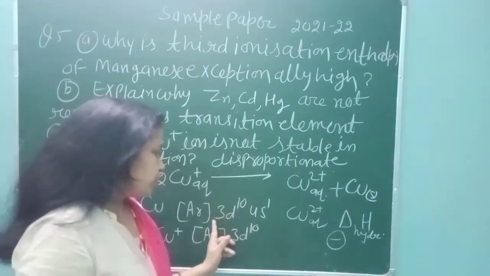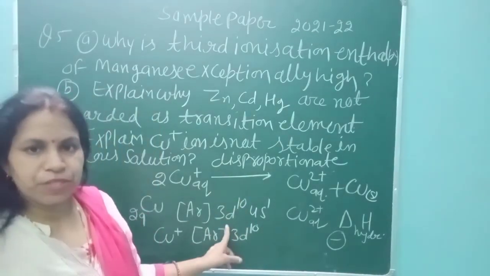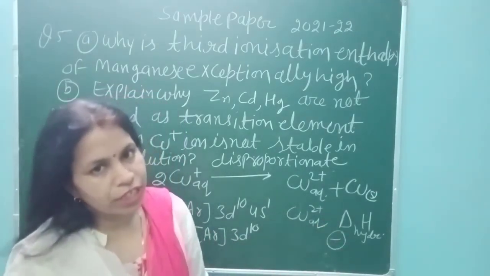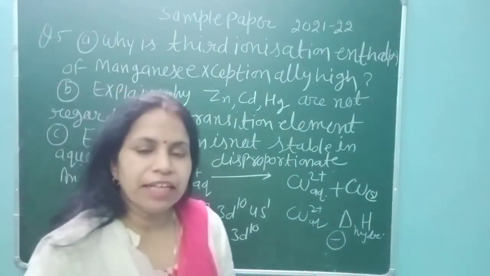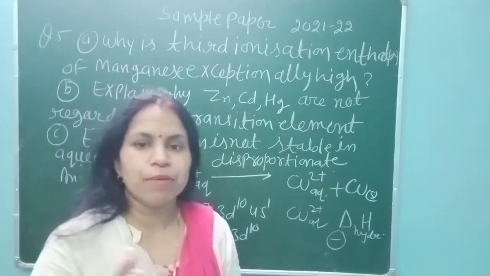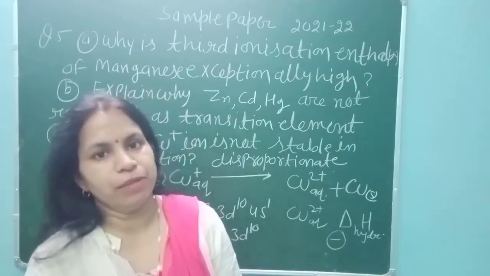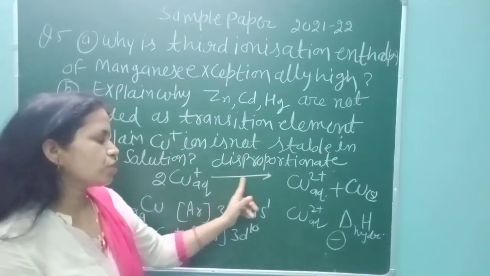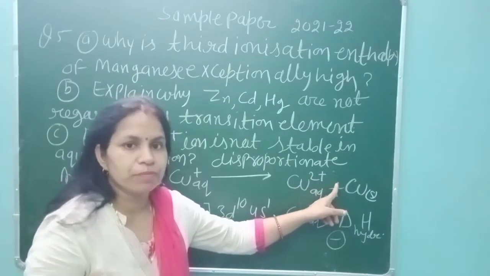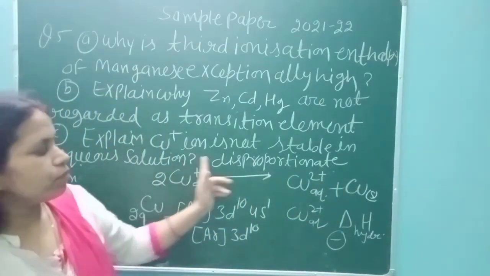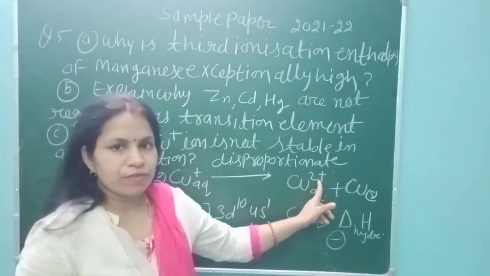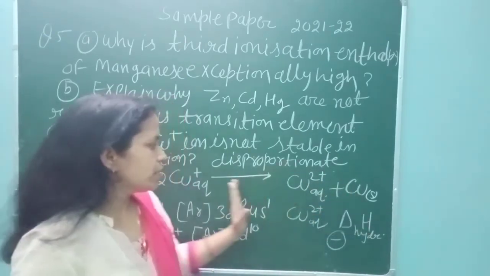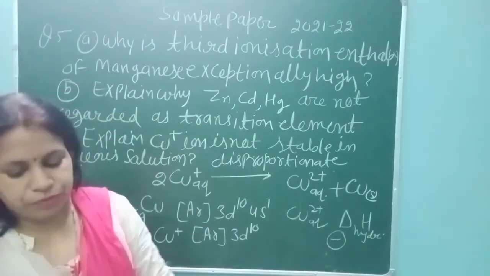So the second ionization enthalpy is compensated by the hydration enthalpy. For Cu plus, the second ionization enthalpy is very high. For Cu2 plus, the hydration enthalpy is more negative, and this compensates the second enthalpy of ionization. So it goes to disproportionation. Oxidation and reduction both take place. So Cu plus converts into Cu2 plus in aqueous solution and also into solid Cu. Clear? So why is Cu plus not stable?